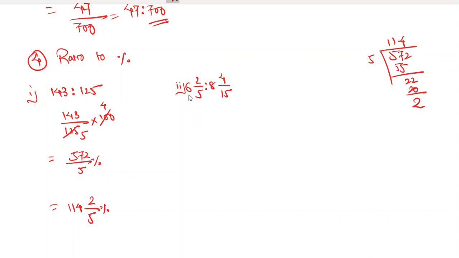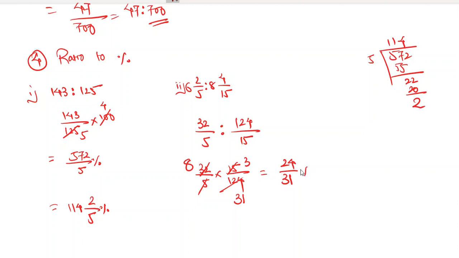Okay, and this one, please pay attention over here. 6 5s are 30 plus 2, 32 by 5. 8 15s are 120, 120 plus 4, 124 by 15. Okay, so let's simplify this. 32 by 5 multiplied by 15 by 124. You can definitely divide it by 4. 4 8s are 32, 4 31s are 124. So it will be 24 by 31 percentage.